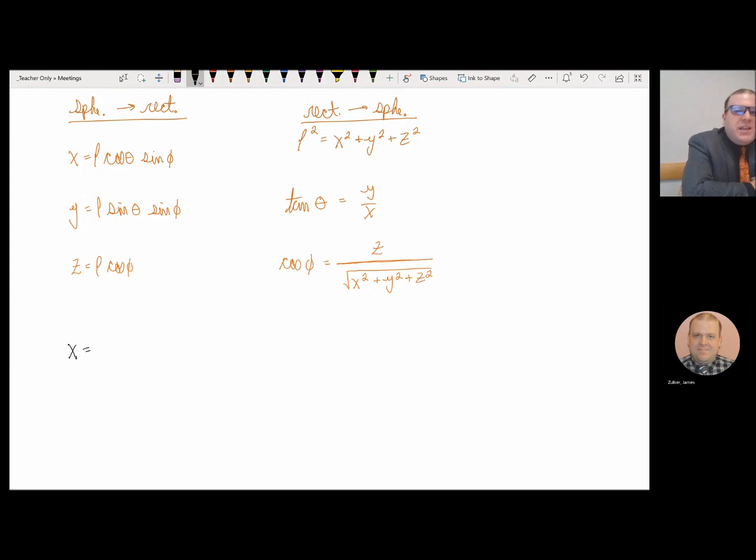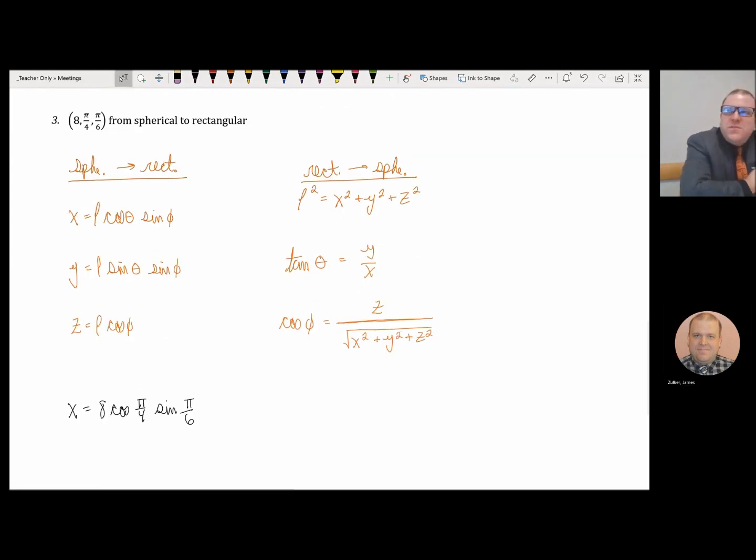We're going spherical to rectangular. X is rho cosine theta sine of phi. Again, the ordered triple for spherical is always going to be in the order rho, theta, phi.